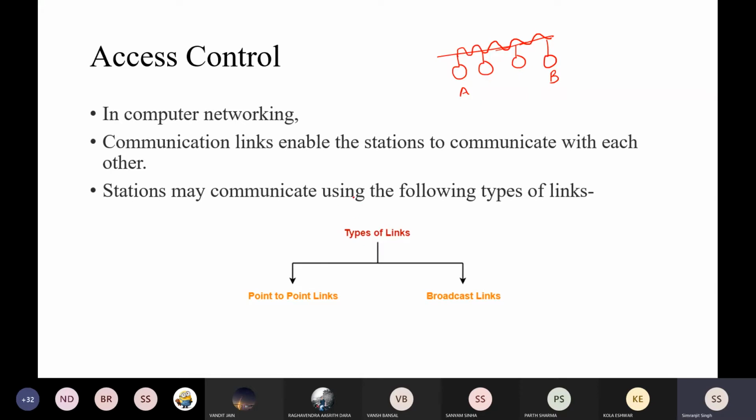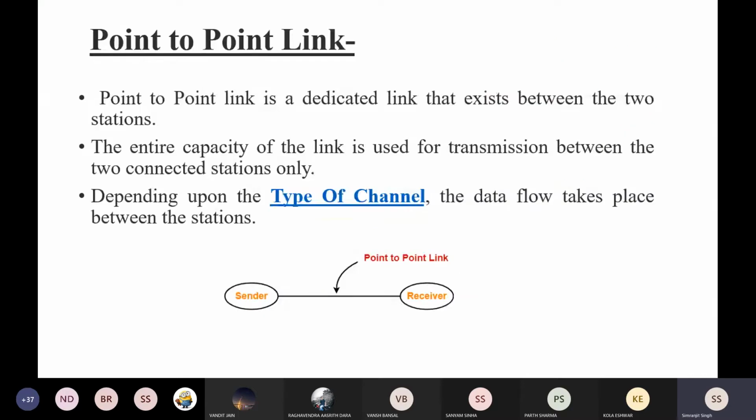Now we are discussing the case where there is a point to point link between A and B. Whether the link is duplex or simplex in nature, it is a point to point link, so there is no one in between. If this is the scenario, there is no problem and no need of access control.